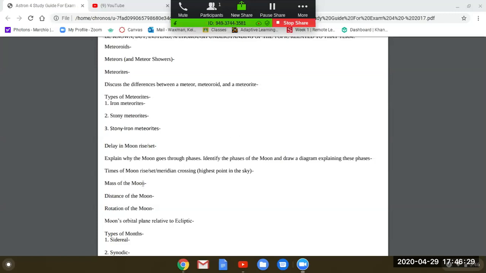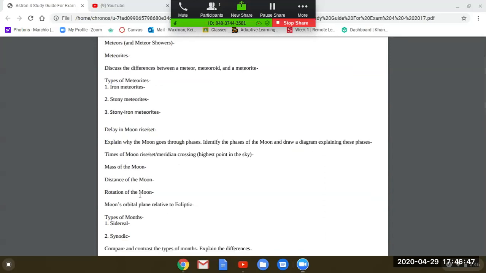The mass of the moon. Well, don't worry about that. I didn't really have a chance to go over that in a diagram. Don't worry about that. The distance of the moon. How we figure out the distance of the moon. That's good to know. It's good to know just how we figure it out. The most accurate way that we determine the distance of the moon. We did talk about that.